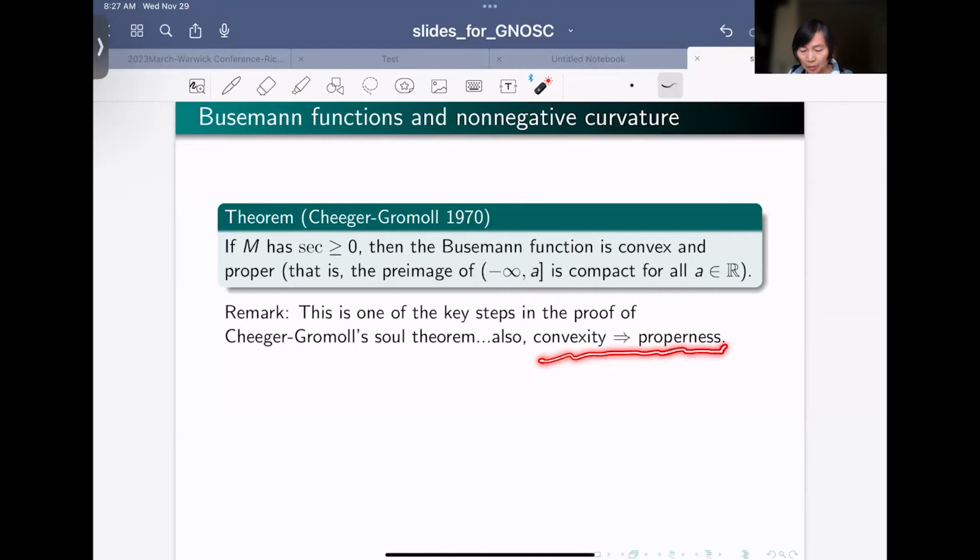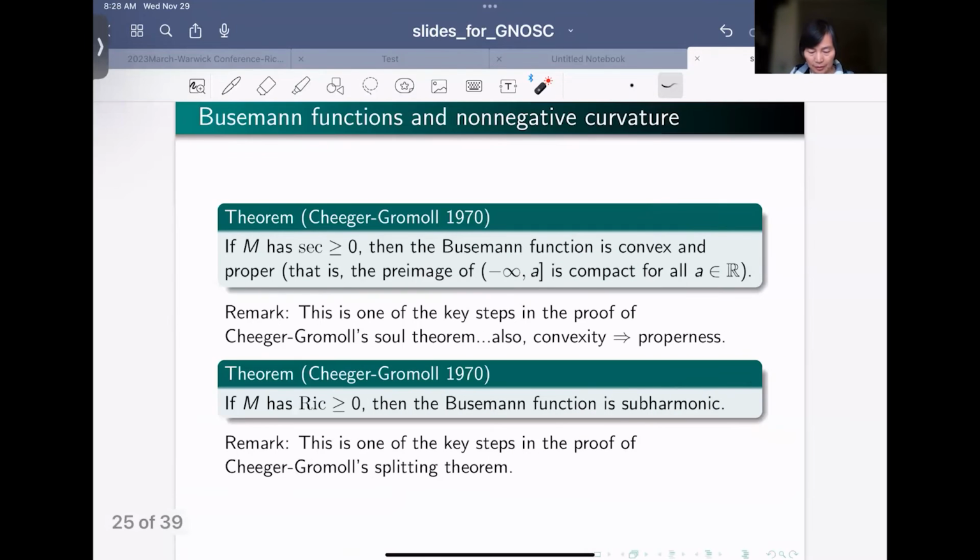In this case, even more, proper just means that the inverse image of a compact set is compact. Here, even more, you can say this image is compact for negative because it's convex, so it cannot really go to negative infinity. So this is compact. So that's for sectional curvature greater or equal to 0.